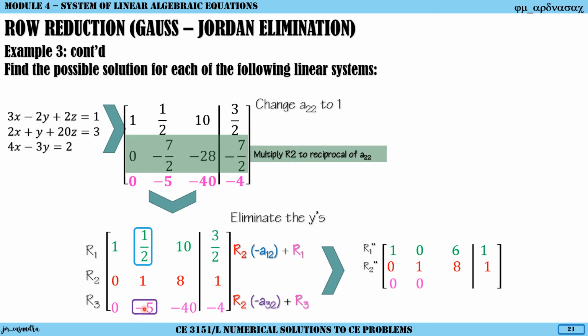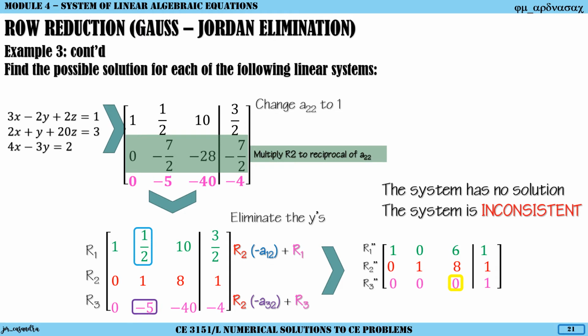Then for this row, we'll have now 0, 0, 0, 1. So if you're going to notice, this value now is 0. 0 is not equal to 1. Therefore, the system has no solution, or the system is an inconsistent system.